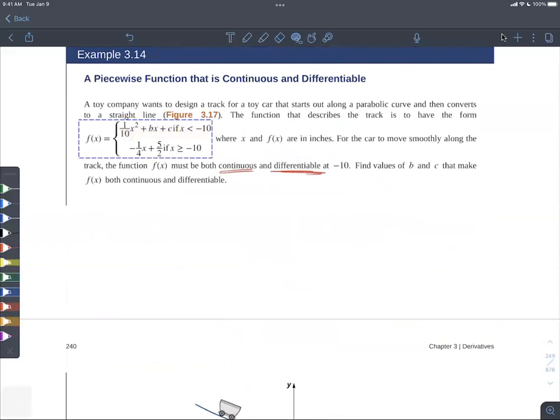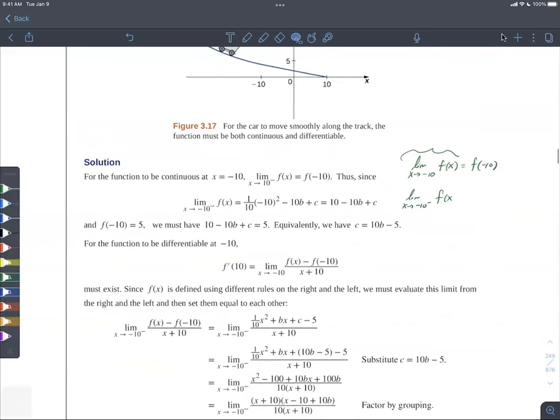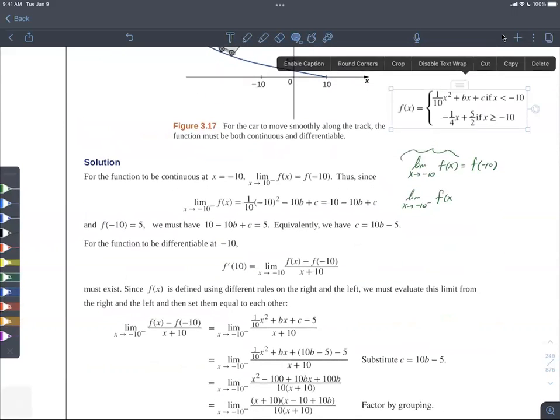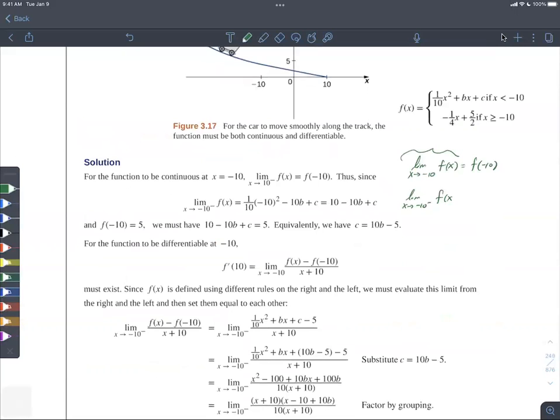So the limit as x approaches -10 from the left of this function, we're basically going to use that first rule and use direct substitution. Instead of x squared, we have -10 squared plus b times -10 plus c. So we use direct substitution.